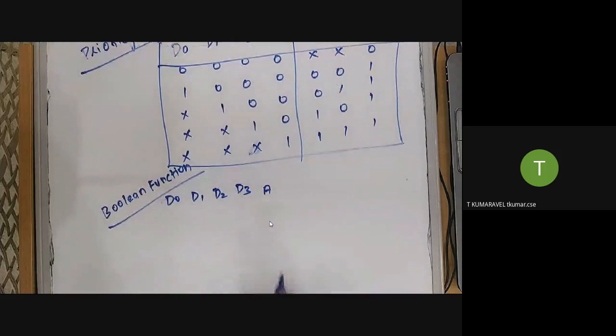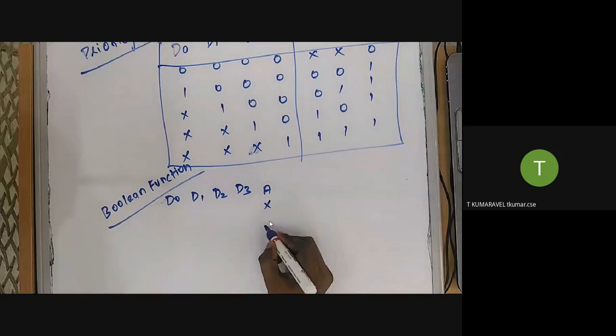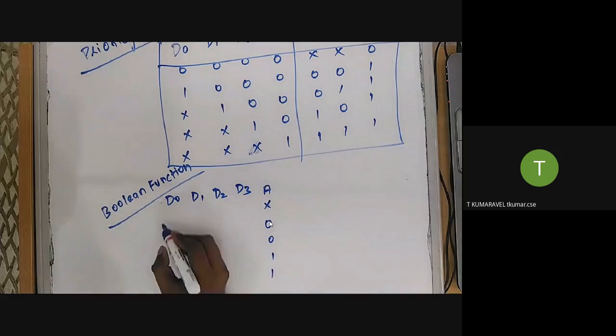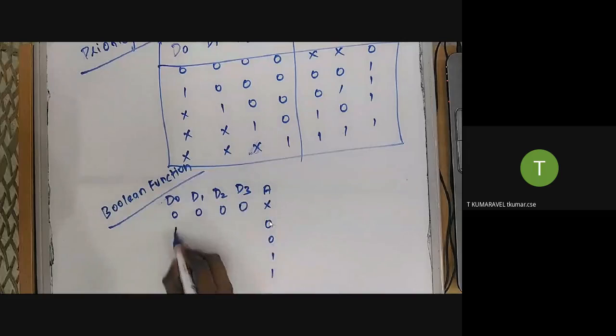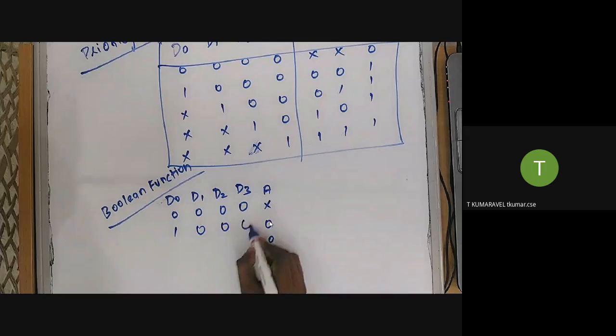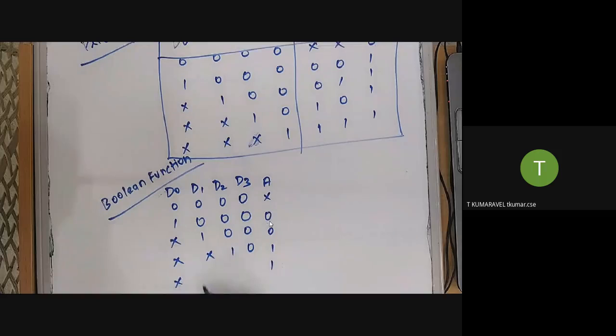So what are the places output equal to 1? This is a don't care condition. 0, 0, 1, 1. 0, 0, 0, 0, 1, 0, 0, 0. Next one, x, 1, 0, 0. The next one is double x, 1, 0. The last case is triple x, 1.